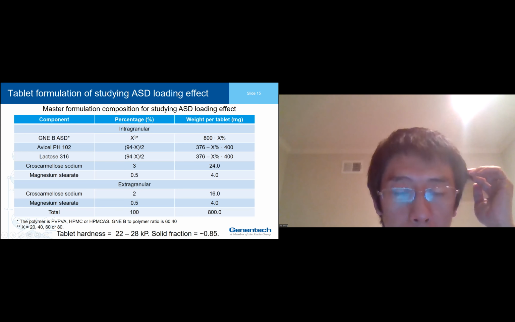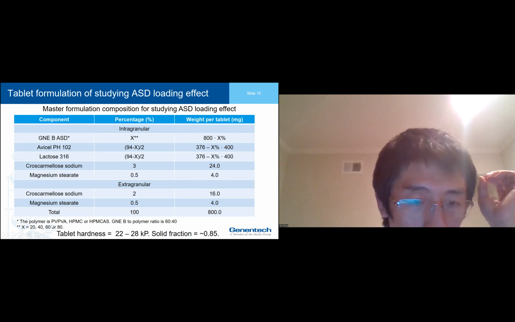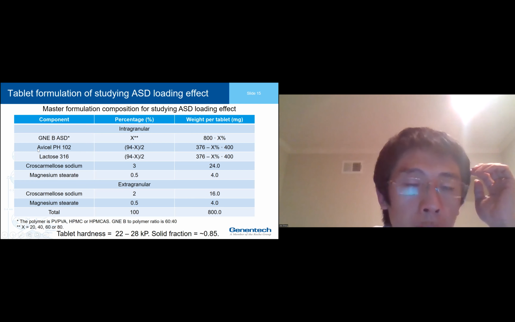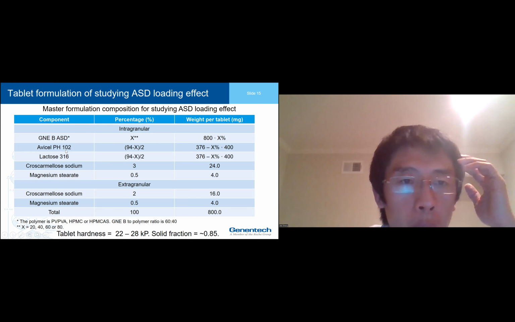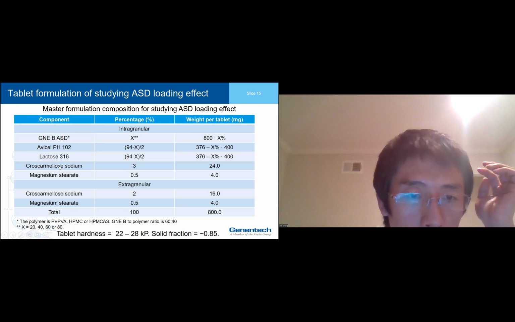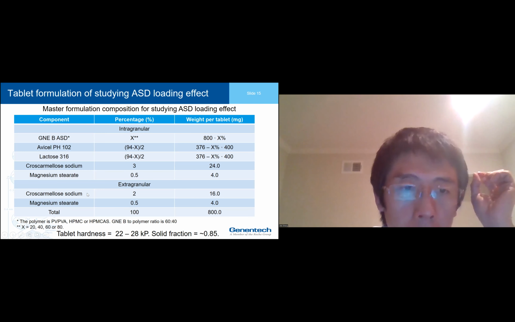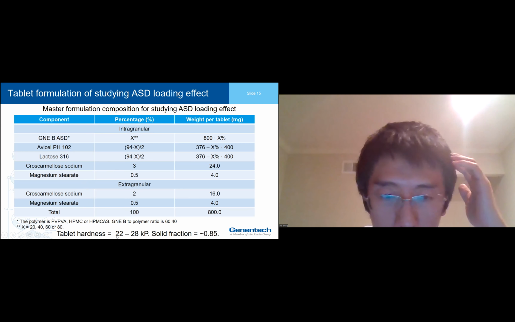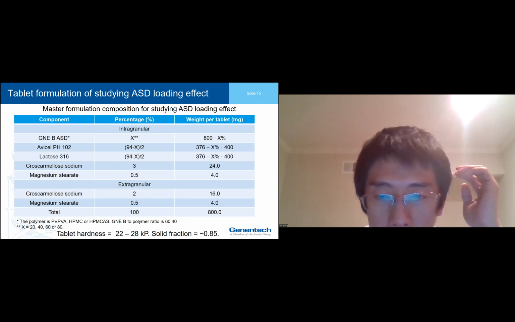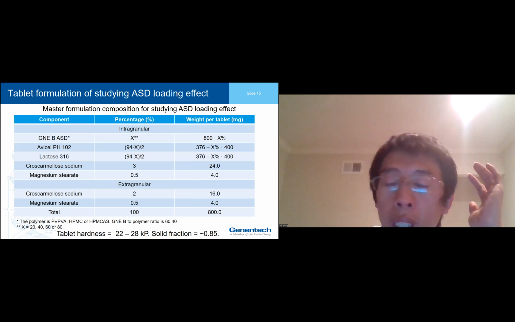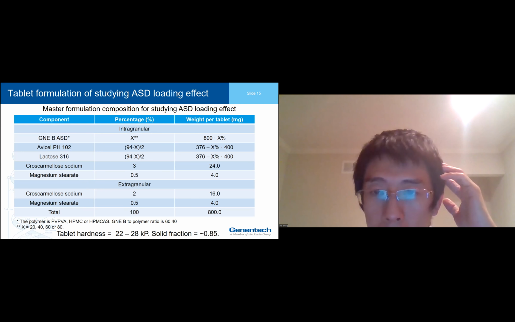With different ASD percentages in the tablet, from 20 to 80, we adjusted the filler of the tablet. The fillers we use are MCC, microcrystalline cellulose, or Avicel pH102, and lactose. We use croscarmellose sodium as a disintegrant and magnesium stearate as the lubricant. For the tablets, we are targeting 2 megapascal tensile strength or 25 kP hardness. The solid fraction of the tablet is about 85%, or the porosity is about 15%.